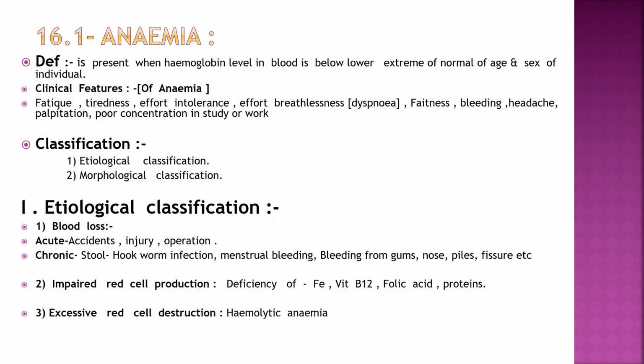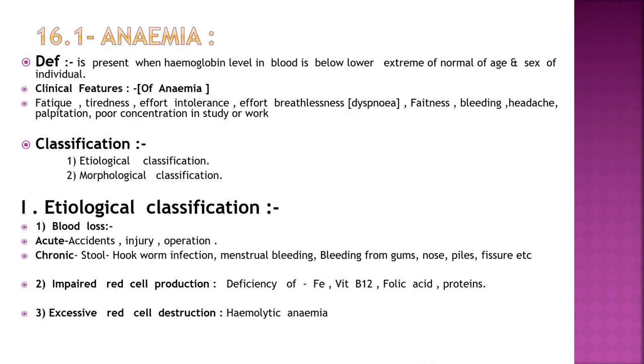So now, how to classify anemia? There are two types of classifications: morphological classification and etiological classification. First we will see etiological classification, that is based on the reasons. The first reason can be blood loss. It can be acute or chronic. Acute blood loss can be seen in an accident, injury, or operation.